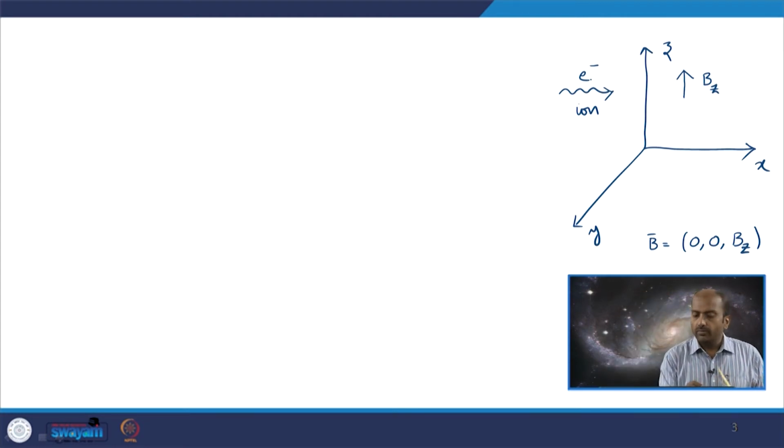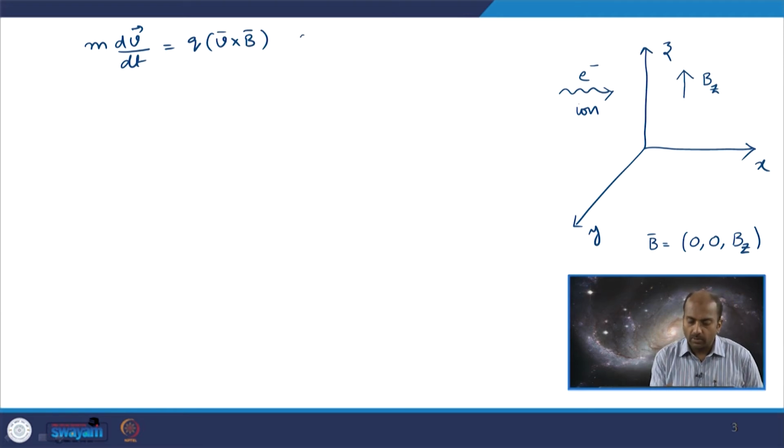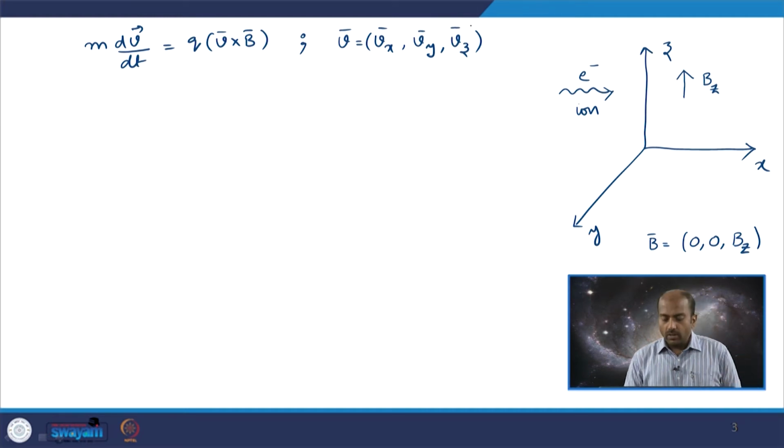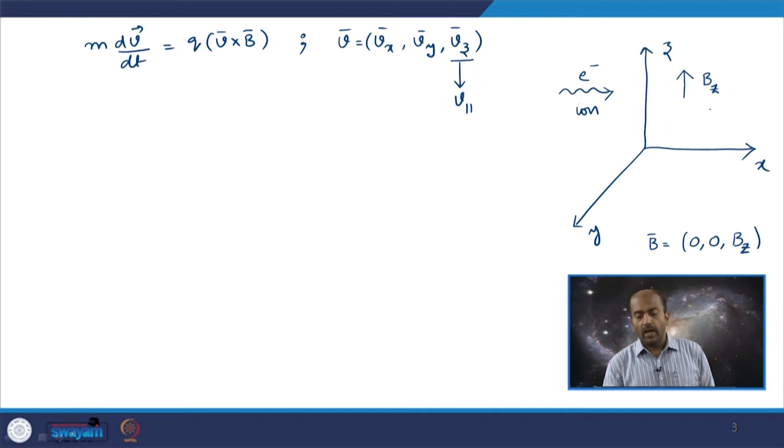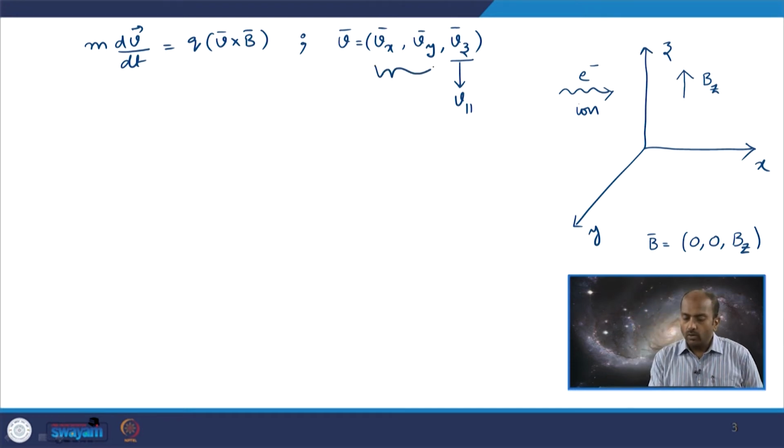In this example we can start from the general force expression. The force is m dV by dt equals q times v cross B. Now, the velocity of the particle has 3 components: Vx, Vy, Vz. The velocity component Vz is going to be called V parallel, because Vz is in the direction parallel to the magnetic field. Vx and Vy are going to be referred to as V perpendicular because they are perpendicular to the magnetic field.